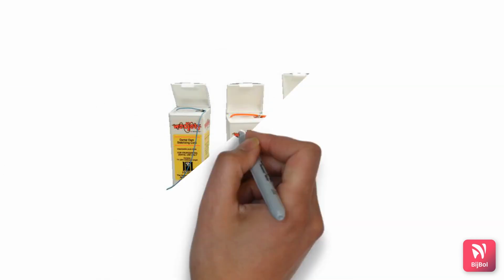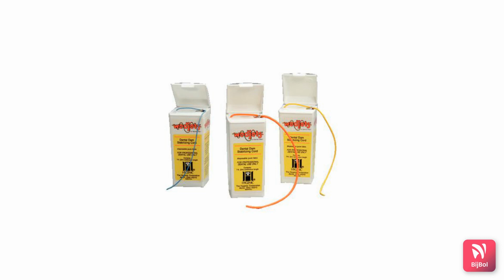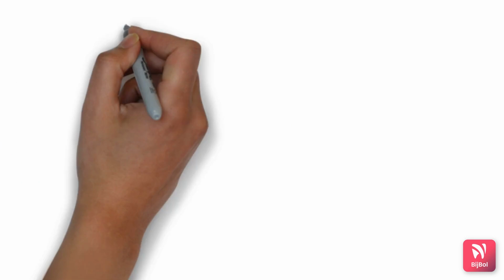Now we'll see the wedges. The wedges are nothing but they are available as a rubber material which are placed interproximally in between the rubber dam sheets.